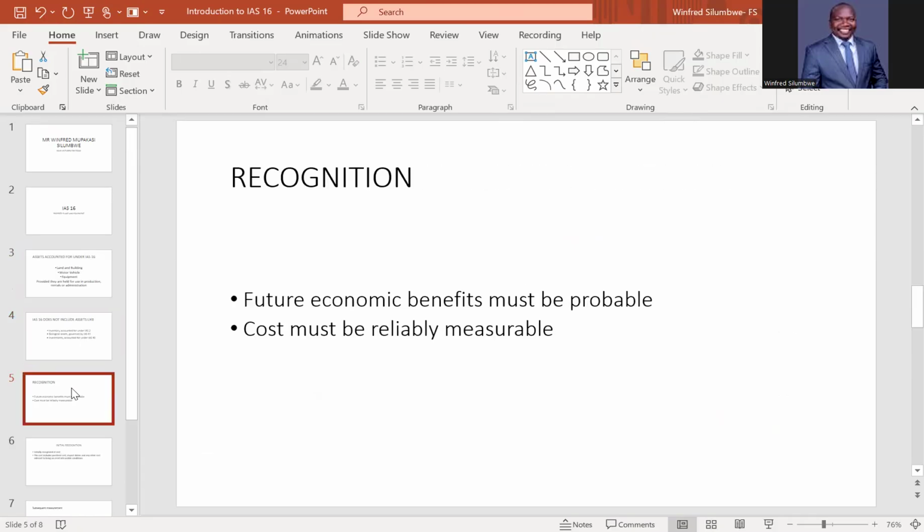Very important. We are saying recognition: you don't just recognize an asset. No, not just because it's a motor vehicle that I'm driving. First, you must ask yourself, is there some benefit that your company is gaining from this asset? And then you can account for it accordingly. And then there is also the cost model. The cost must be known. You have to know that this cost is so much.